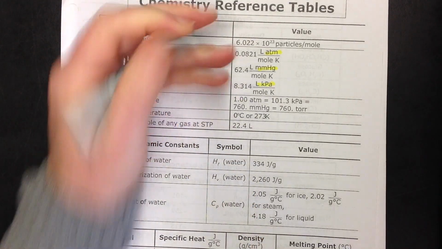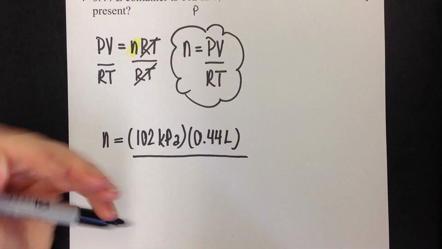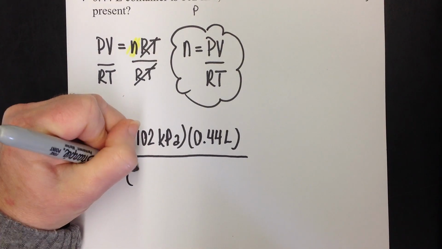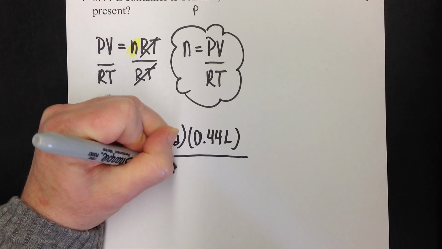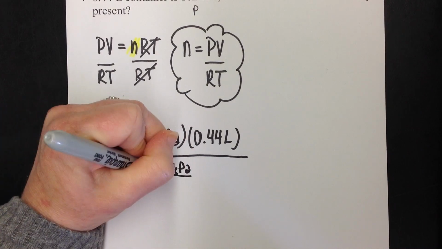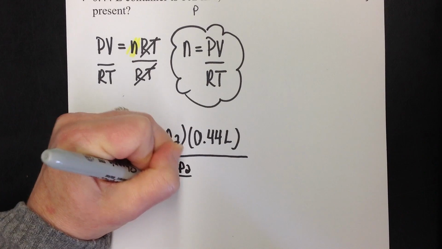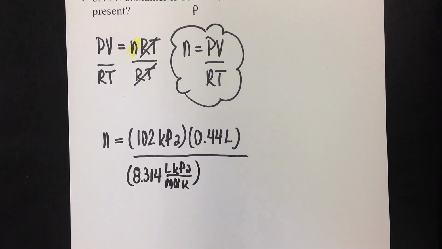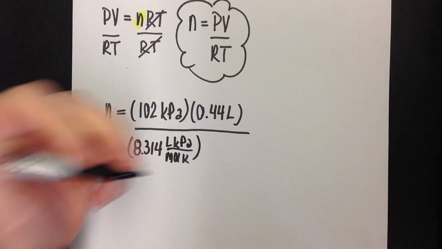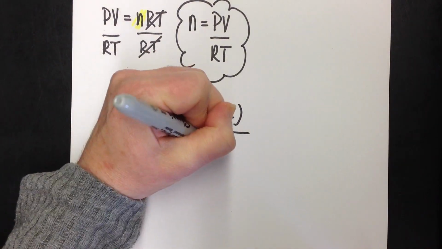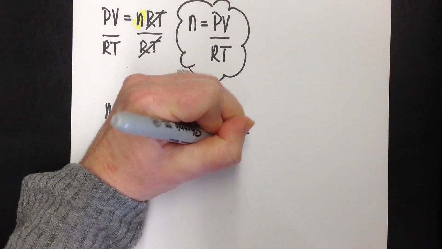8.314 liter kilopascals per mole Kelvin. So I'm going to plug that in. 8.314 liter kilopascals. I tell my students just cram those units in there. Per mole Kelvin. So there's the R value. The temperature was 298 K. And now I've got everything plugged in.